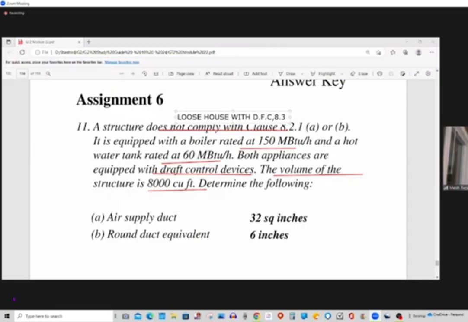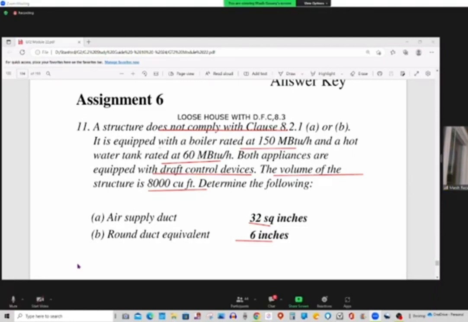Please, everybody open your code book to table 8.3. Mr. Jen, on table 8.3, how much is it? 210. So 210, where do you go? 225, right, and 8,000 cubic feet. How much is it? 32 square inches. So you got 32 inches square. And now you go to table 8.1. They're looking for the round one, right? Round, 6 inch.